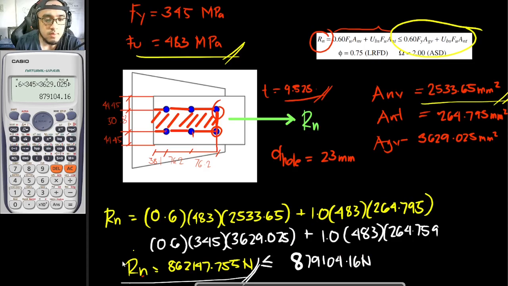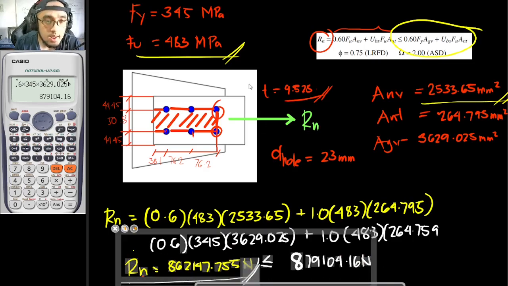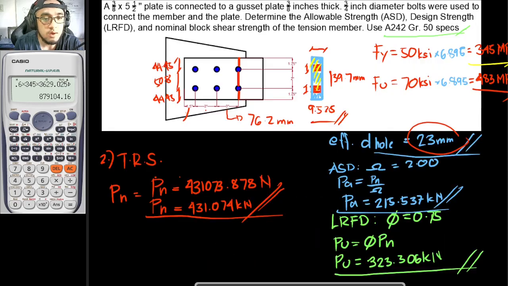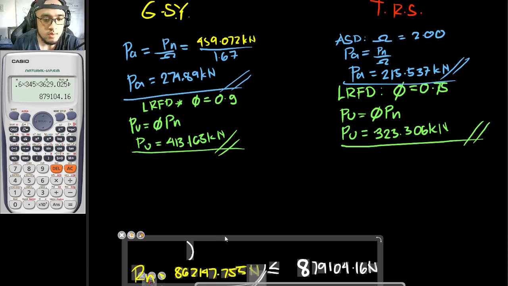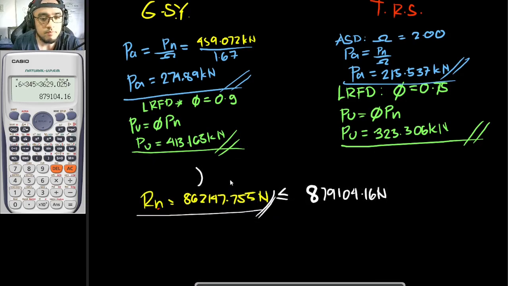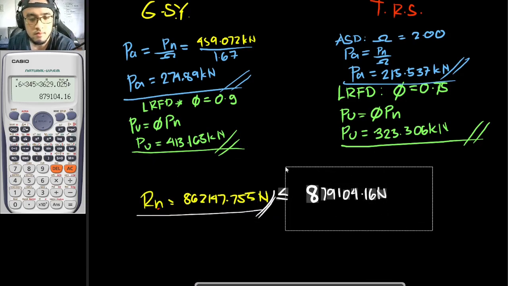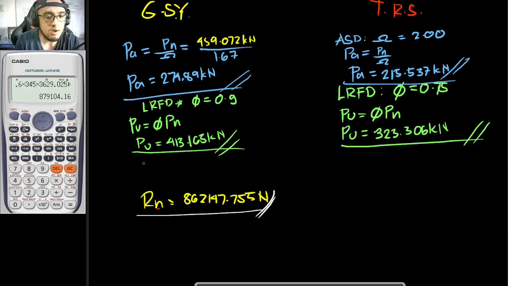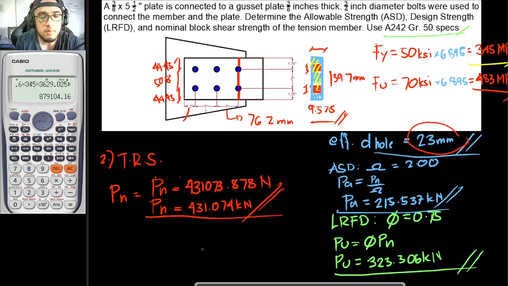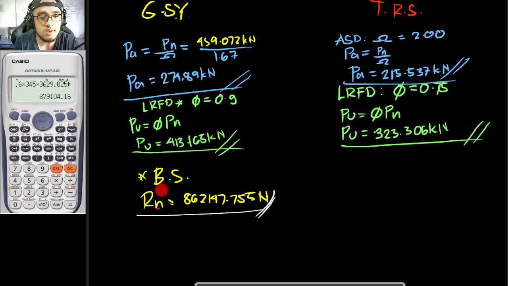So if I would just be copying this to our summary. Where was our summary a while ago? So here. Since this is the governing value for block shear, and from the problem, we are only to solve for the nominal block shear strength of the member. Nominal meaning that is to be Rn.